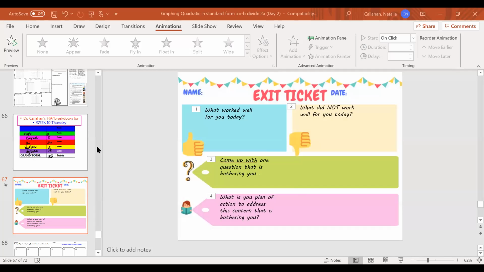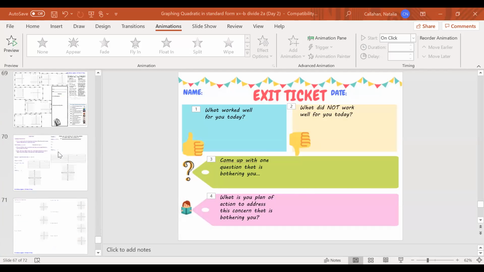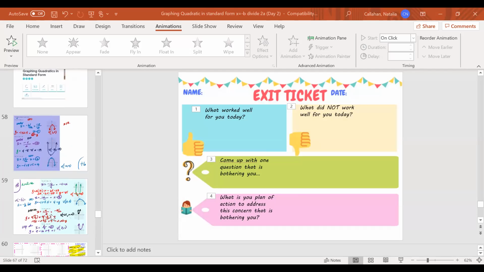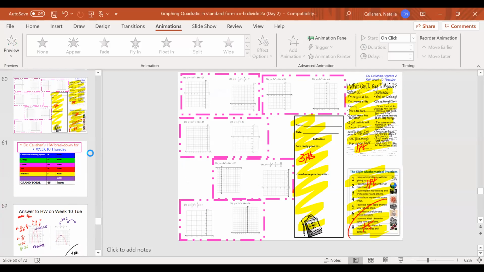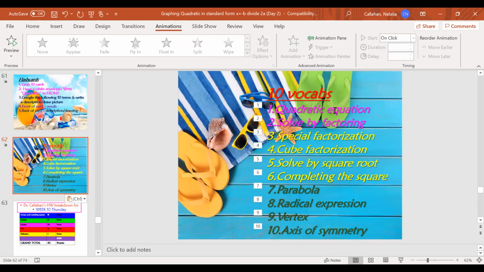All right, so next what I'm going to have you guys do is you are going to create some flashcards with me, okay? And so I would like you guys to just grab some paper. You can go ahead and cut it up if you would like. That's entirely fine with me. And so what I want you guys to do is we're going to make some flashcards. So you're going to get at least 6 cards, okay? And you're going to Google the following terms and write the description down along with a picture.